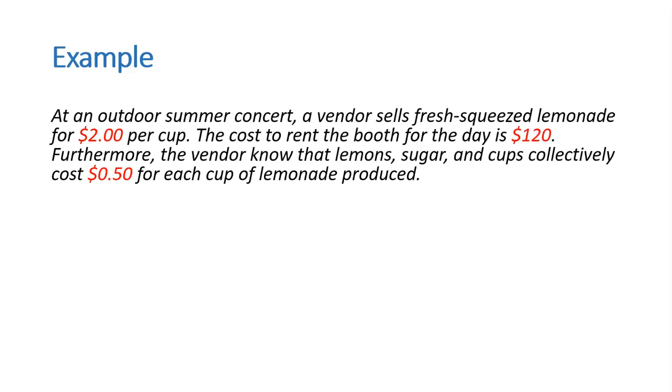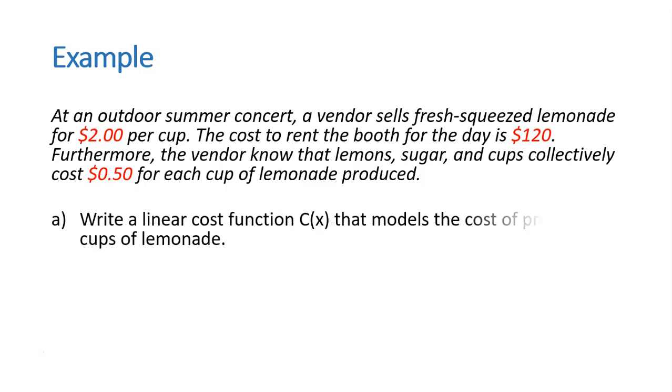So let's look at a specific example. It says, at an outdoor summer concert, a vendor sells fresh squeezed lemonade for $2 per cup. The cost to rent the booth for the day is $120. Furthermore, the vendor knows that lemons, sugar, and cups collectively cost 50 cents for each cup of lemonade produced. So this is our scenario. So first thing we want to do is write a linear cost function, C of X, that models the cost of producing X cups of lemonade.